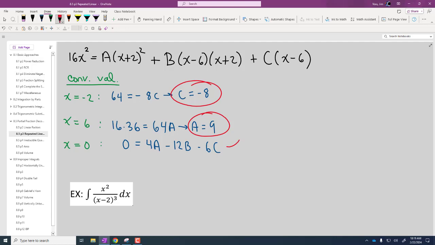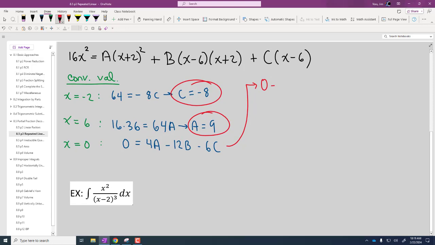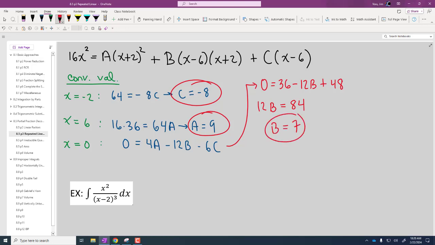So this equation is going to become 0 equals 4 times a. That's 4 times 9, which is 36. Minus 12b, we don't know b yet. Minus 6c. Minus 6 times c, c is -8, so that's positive 48. So that's going to be 84, 12b equals 84. And b is 7. So now we've got all three.